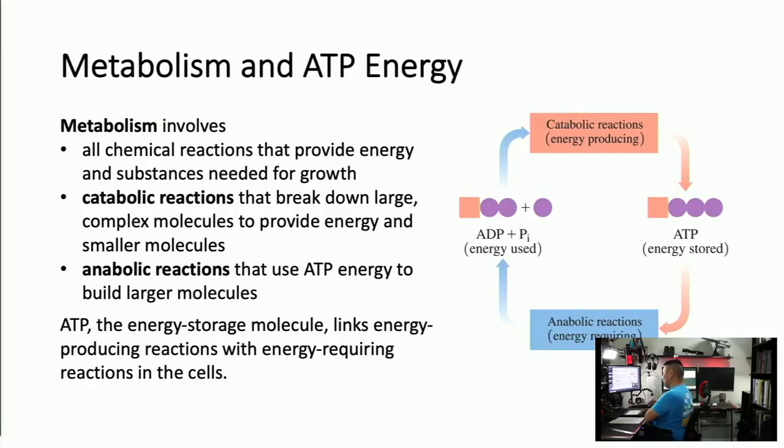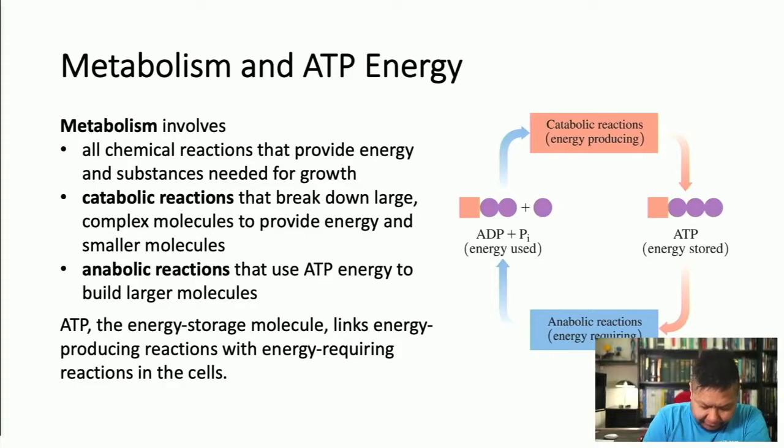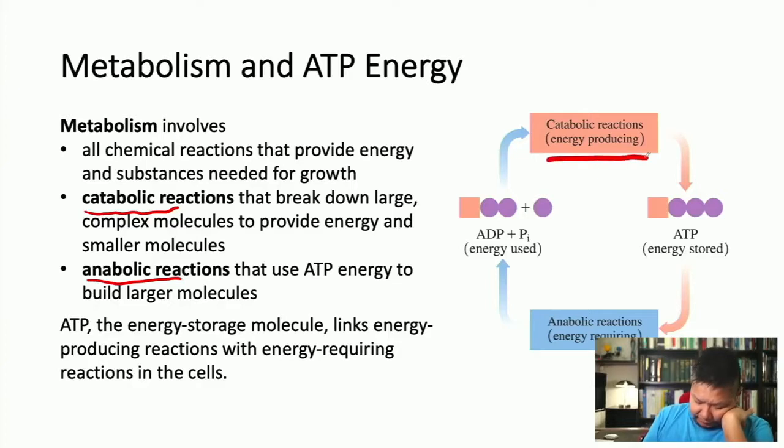Metabolism and ATP energy, or adenosine triphosphate energy. So metabolism involves a couple of things. It involves catabolic reactions and anabolic reactions. All this stuff is required for your body to function, for cells to function. Catabolic reactions are energy producing, is what you need to remember there, and anabolic reactions are energy requiring, right?